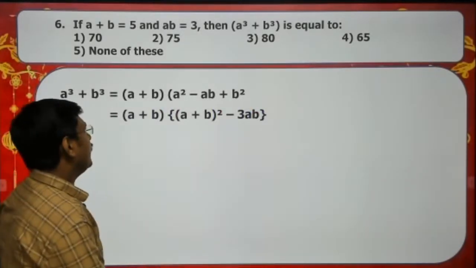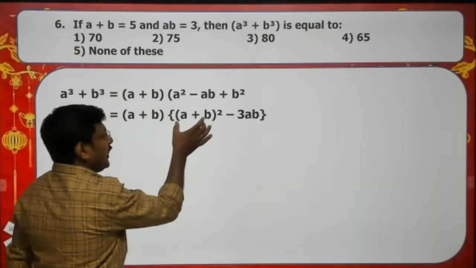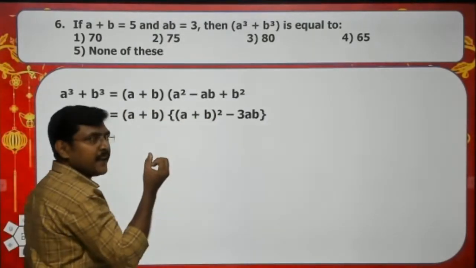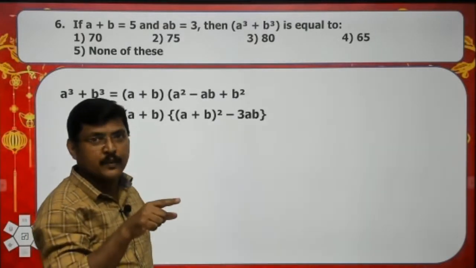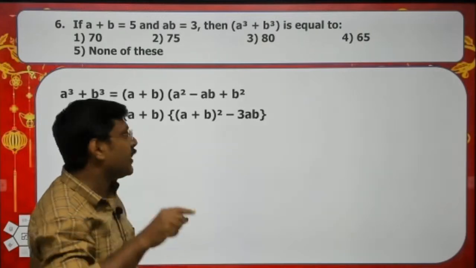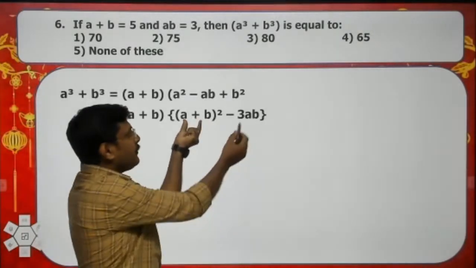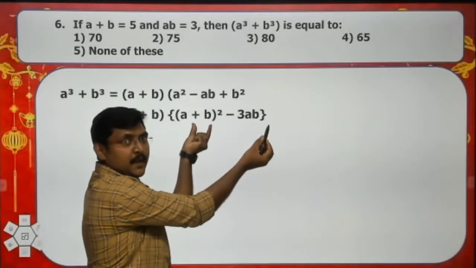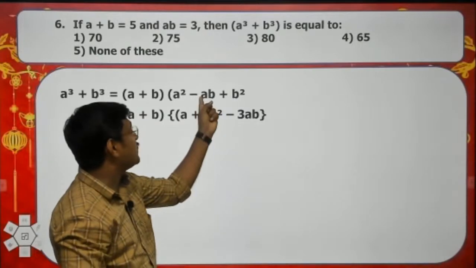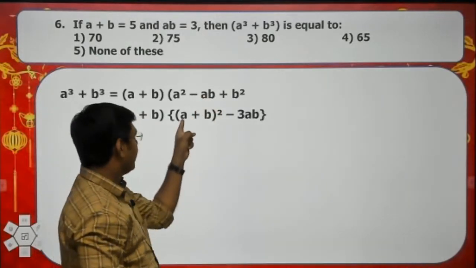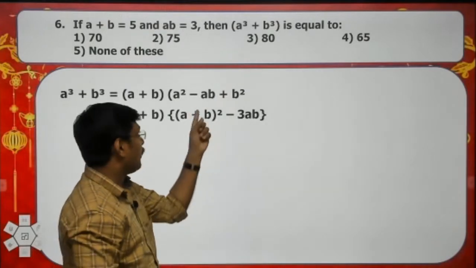Listen carefully. We know that a plus b, no change for that. A plus b the whole square is equal to a square plus 2ab plus b square, right? So plus 2ab is there in this frame. Plus 2ab, I put an additional minus 3ab, because plus 2ab minus 3ab is minus ab. That ab is already here. Then a square is here, b square is there. After that, the problem is minus ab.